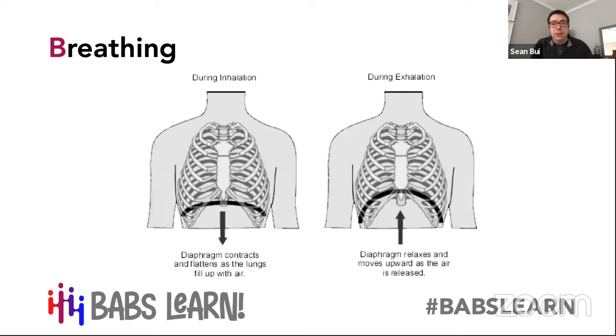So as you can see from this picture, the diaphragm is a dome-shaped muscle that sits underneath the lungs and helps us to breathe in everyday life. As you can see from this diagram, the one on the left, during inhalation, the diaphragm contracts and flattens and basically moves down, and that allows the air to enter your lungs. And as you exhale, the diaphragm relaxes and moves upwards, and the air is released back into the world.